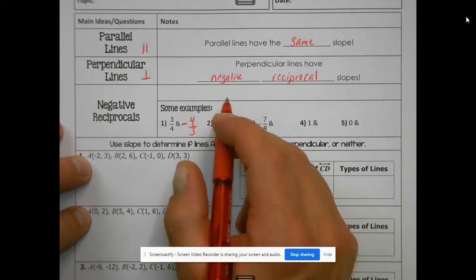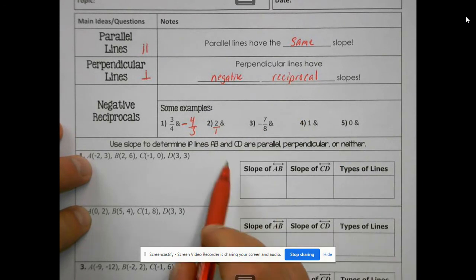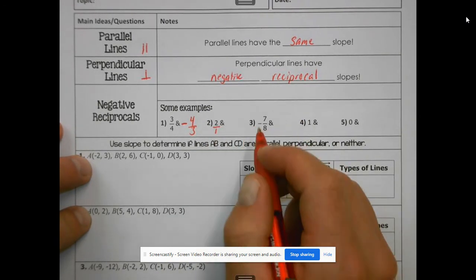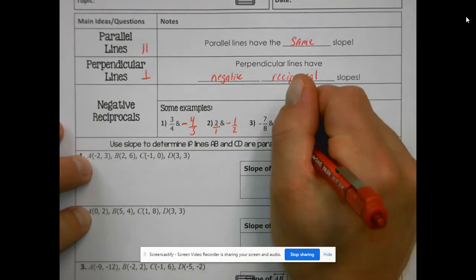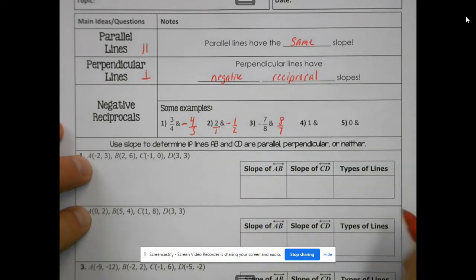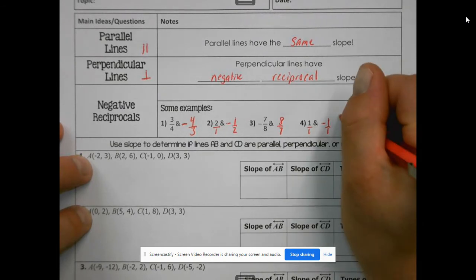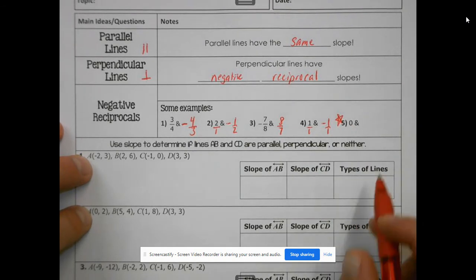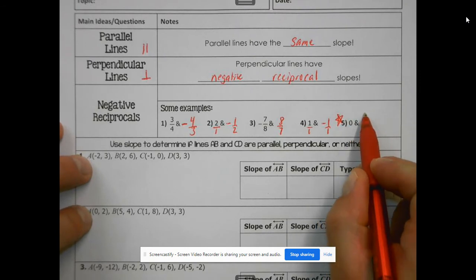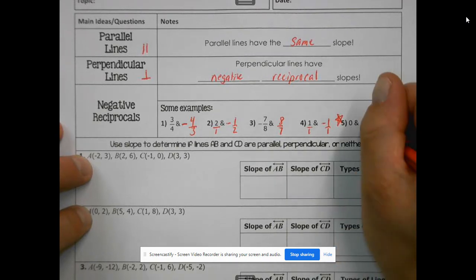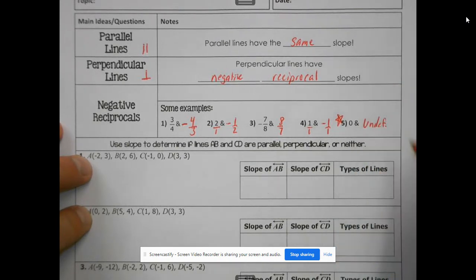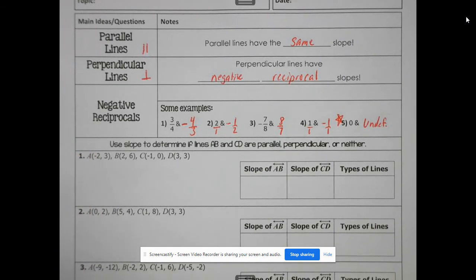For number 2, remember if you have a whole number, the number you can't see under there is always a 1. So I flip this and change the sign. The positive 2 becomes a negative 1/2. Negative 7/8, positive 8/7. Positive 1/1, negative 1/1. 0, put a little star by this one. Remember, 0 from our slope review was a flat line. So the perpendicular line to that would have to be an undefined line. So those are negative reciprocals of each other.